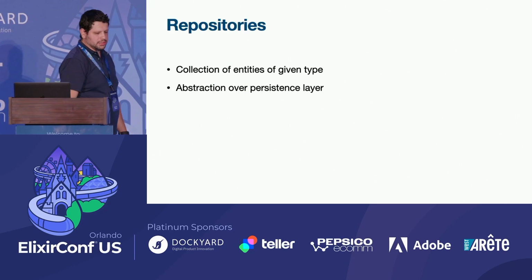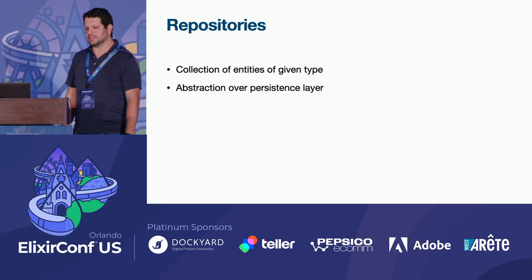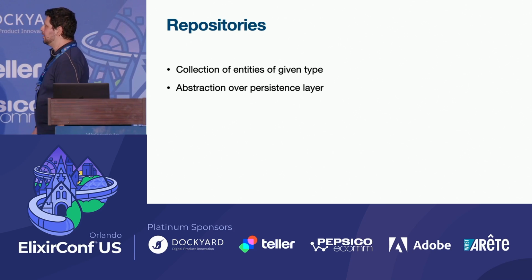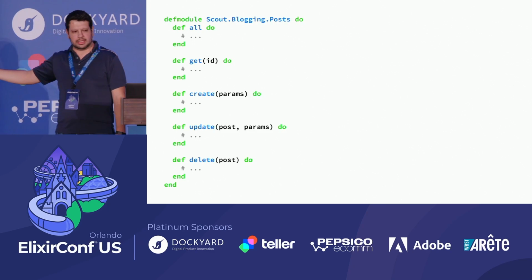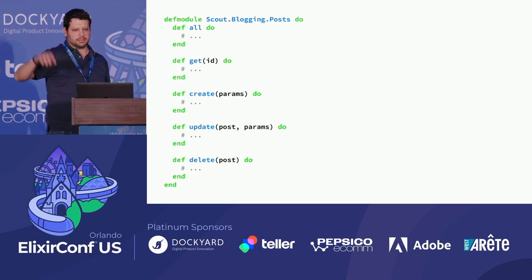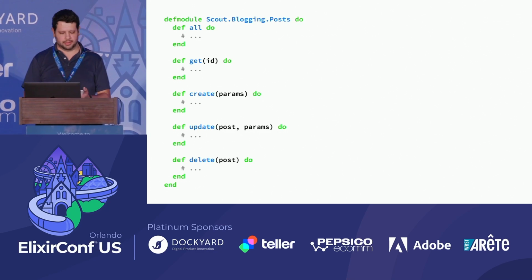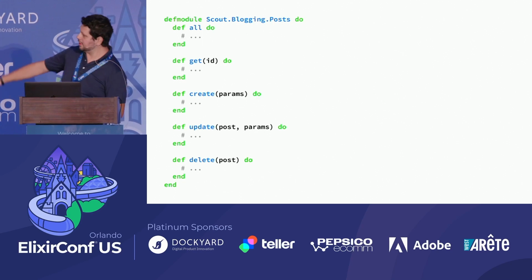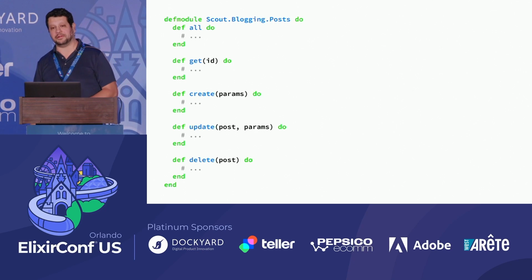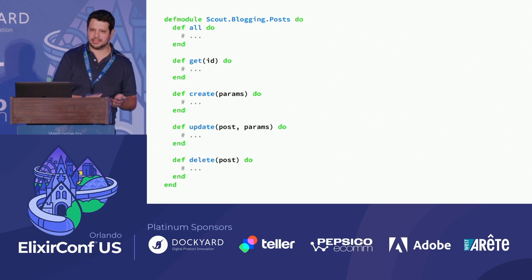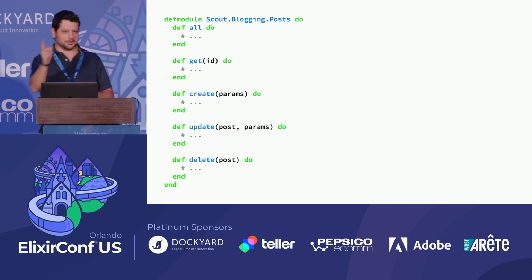And the last thing is repositories. This is not an Ecto repo, but it's a collection of entities of a given type, and it's really an abstraction over the persistence layer. An example of this might look like this, right? So Scout is the application, blogging is the bounded context, posts is the way I define the repositories. And if you look at this, you say, hey, this looks an awful lot like what the Phoenix context generators generate for you. And you might ask, is the bounded context the Phoenix context, or is this the Phoenix context? And I say, that's a good question.